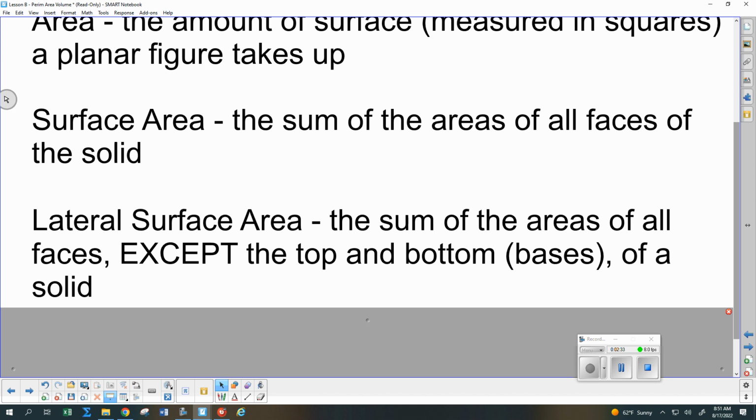If you're painting a house or a classroom, you generally don't paint the floor or the ceiling. Those are the bases of the room. You just want the area of the walls for how much paint you need to buy.